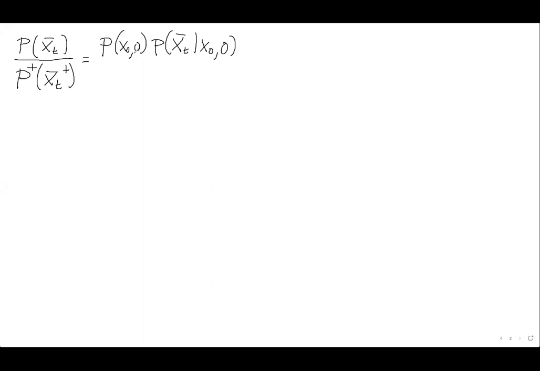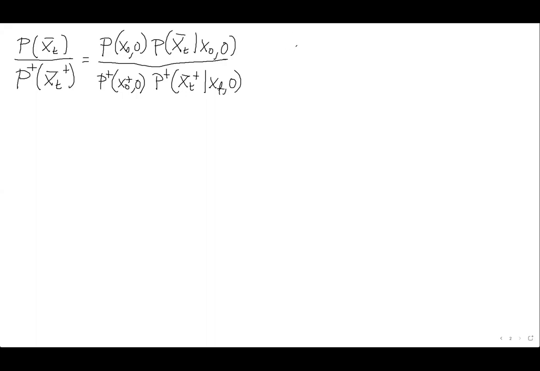Okay, this is just Bayes' theorem. And now in the backward, you do the probability of x zero plus the probability in the backward of x_t backward given x final zero, okay? Because at time zero in the backward, we are in x_f, which is the final in the forward. All right, so now comes something very important.